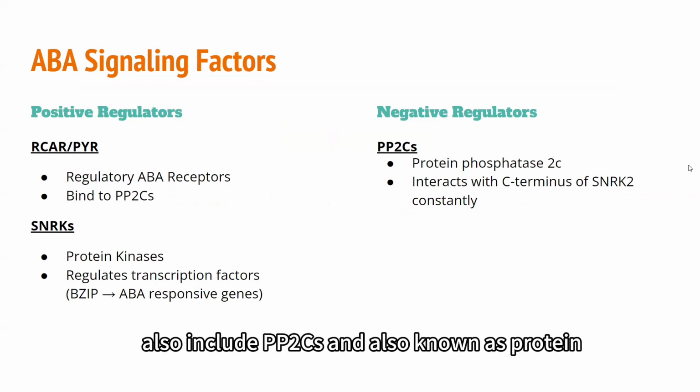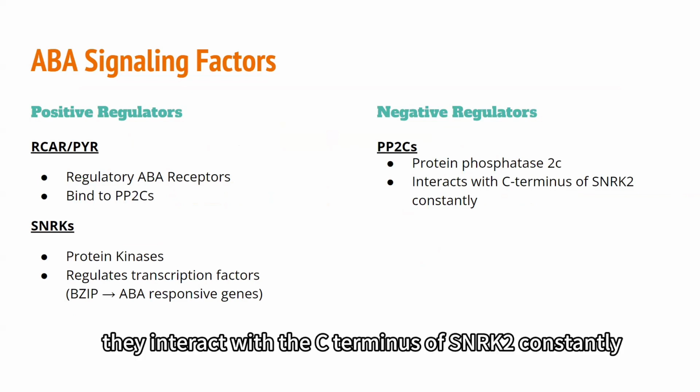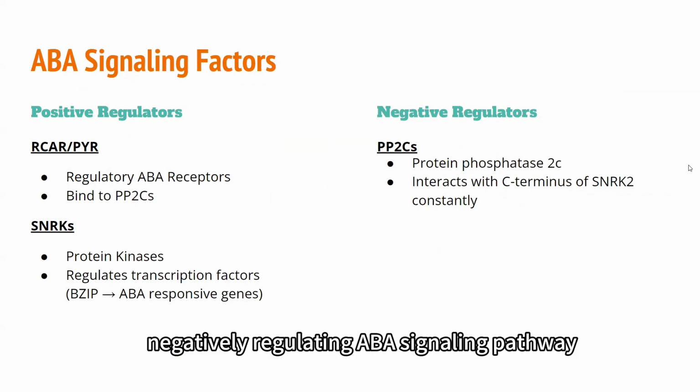Negative regulators also include PP2Cs, also known as protein phosphatase 2C. They interact with the C terminus of SnRK2s constantly, negatively regulating the ABA signaling pathway.